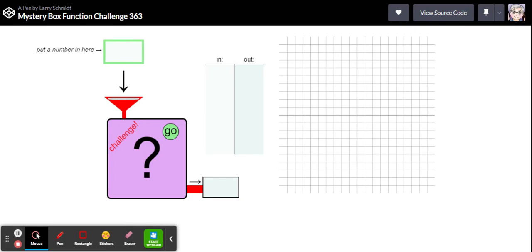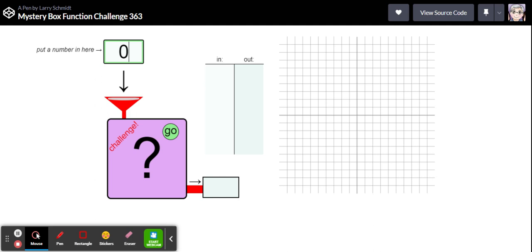In the purple mystery box there is some math and your challenge is to figure out what it is. This is one of the last few days of this year-long series, so every day is a special challenge. Today the math inside the box is going to be pretty darn tricky. If you'd like to try this out on your own, you can use the link in the description, and when you've got an idea, come on back and see if we get the same thing.